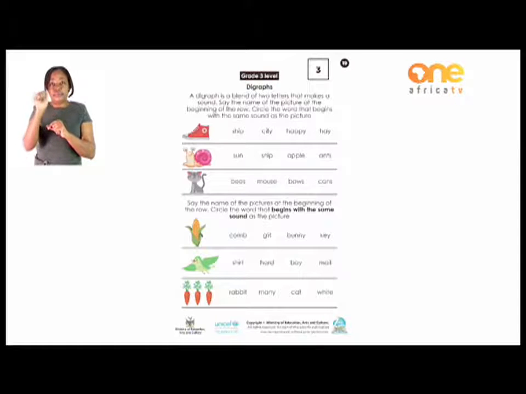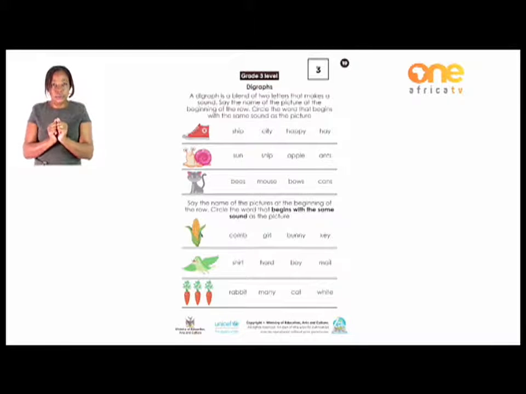The name of the animal can be found in the words or it cannot be found, but all I need is only the sound, only the two letter sounds that come together. Are we together? Okay. Now let's continue to the next exercise on the same page.